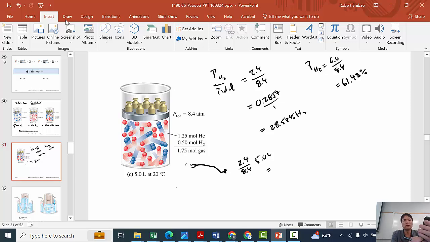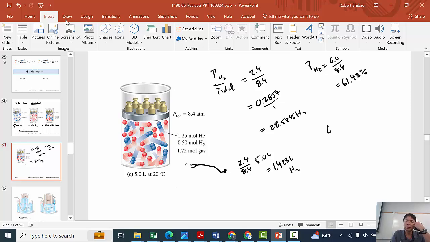And so I'll just do 0.2857 times 5. That's 1.428 liters of hydrogen.